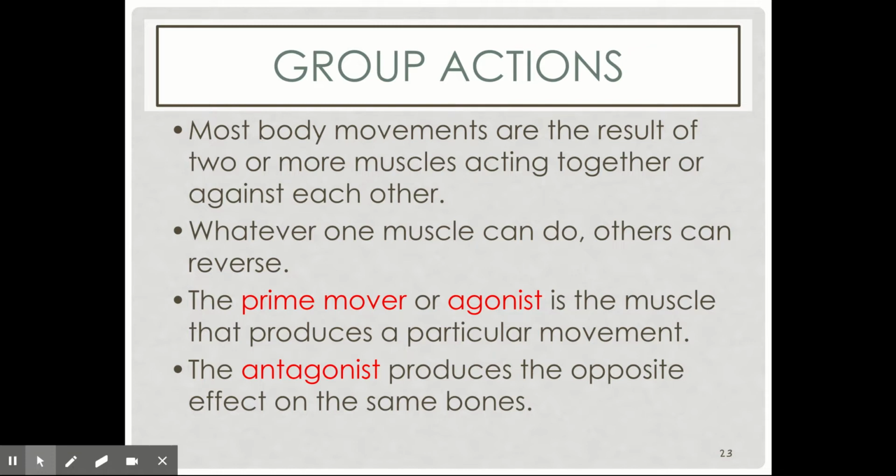The prime mover, or the agonist, is going to be the muscle that produces a particular movement, whereas the antagonist is going to produce the opposite effect on the same bones.